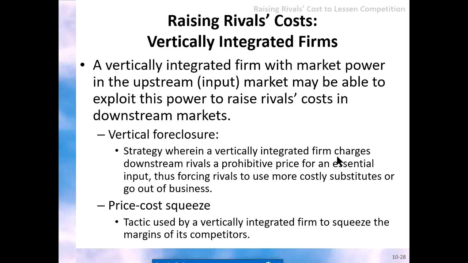So also raising rival costs by vertically integrated firms. Vertically integrated firms with a market power in the upstream or input market may be able to exploit this power to raise rival firms' costs in the downstream market. That could happen in a vertical foreclosure strategy, wherein a vertically integrated firm charges downstream rivals a prohibitive price for an essential input, thus forcing a rival to use a more costly substitute or go out of business. Or the price cost squeeze tactic used by a vertically integrated firm to squeeze the margin of its competitors.